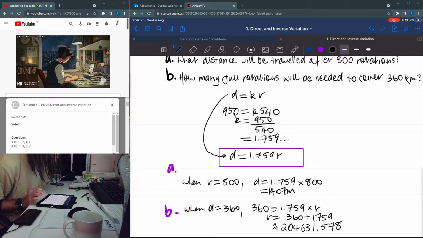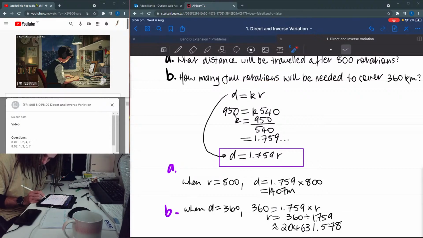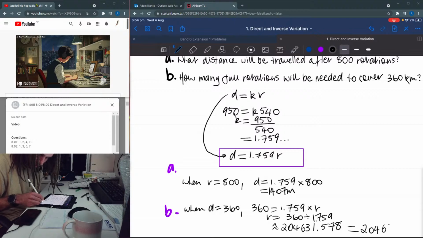Okay, this is where I'm going to disagree with the textbook, because the question says full rotations to cover 360. This suggests that I have to do that and half a rotation to get to this. So if I were to do less than this, then I don't actually get to 360. So what I would need to do is round up, but the textbook rounded down, and I don't agree with that. So who do you trust, me or the textbook? Probably the textbook, but you know what, who cares?